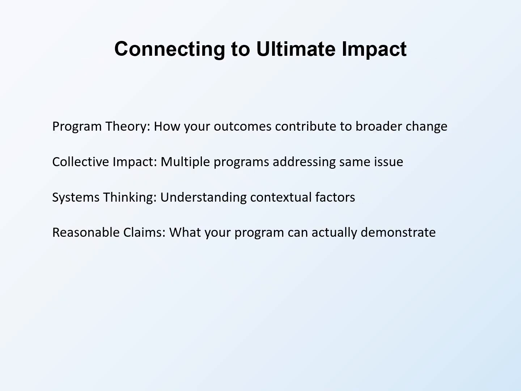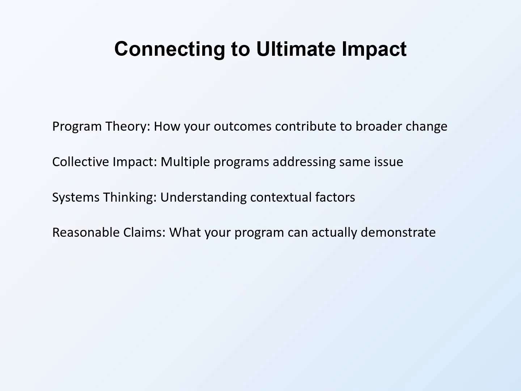Connecting your outcomes to ultimate impact requires nuanced thinking. Program theory explains how your specific outcomes contribute to broader change. If your program increases employment among participants and employment reduces poverty, then your program contributes to poverty reduction. The logic should be explicit. Collective impact recognizes that multiple programs address the same issues. Your program is one of many contributing to community health, economic development, or educational achievement. Ultimate impact results from collective effort.